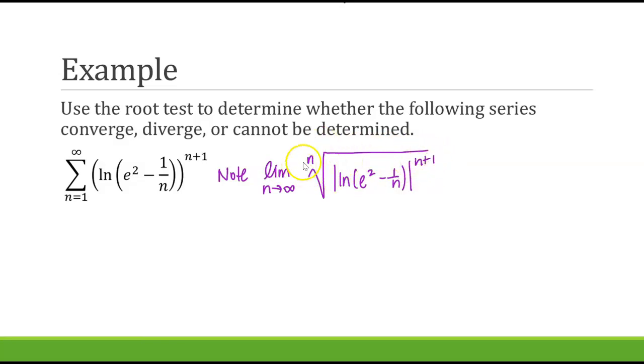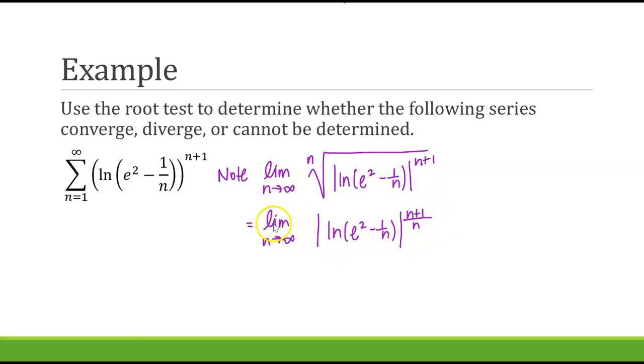So I'm going to rewrite that because this doesn't just cancel, right? The nth root and the n plus 1. So I'll rewrite the nth root. So that's going to give me the limit as n approaches infinity of the absolute value of natural log of e squared minus 1 over n. And then I'll write this as n plus 1 over n up in the exponent.